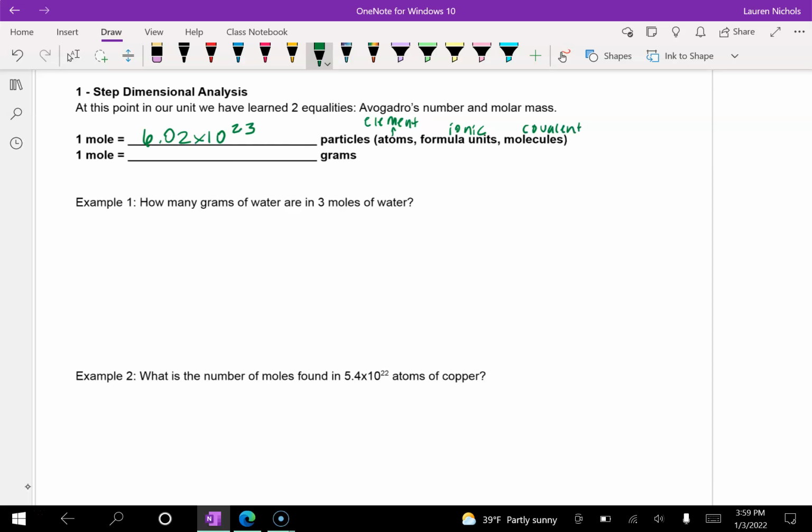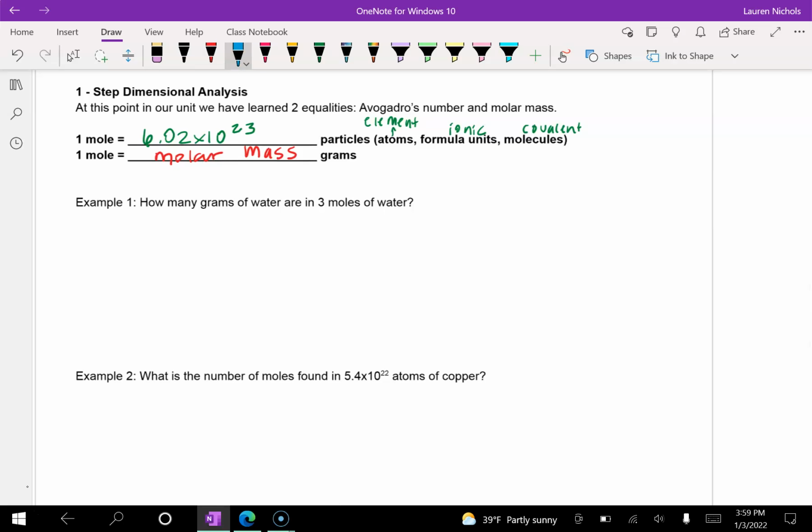Depending on what you want. But we also know that 1 mole is equal to the molar mass in grams. So remember that you can write each of these equalities as conversion factors. And it's just going to kind of depend on which one or both you need to use.